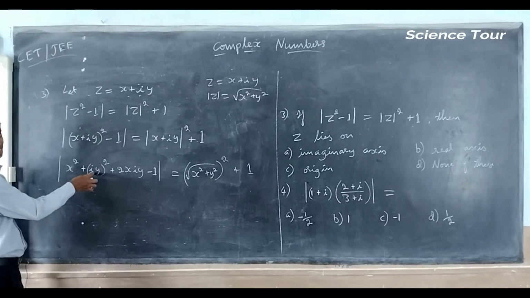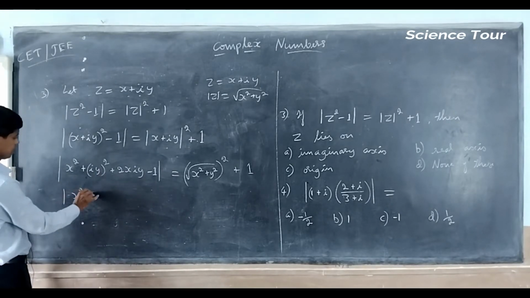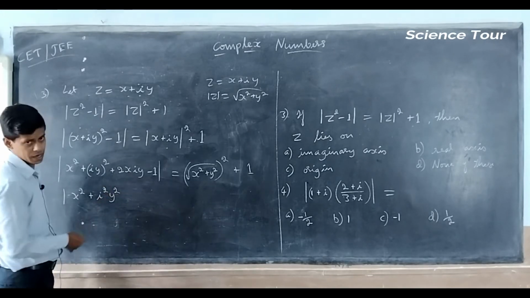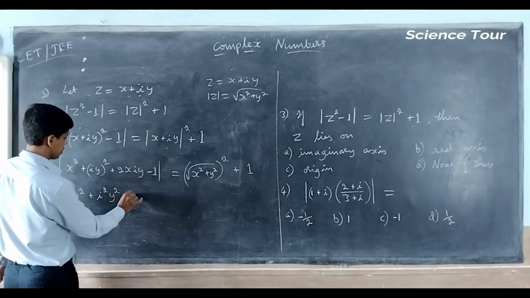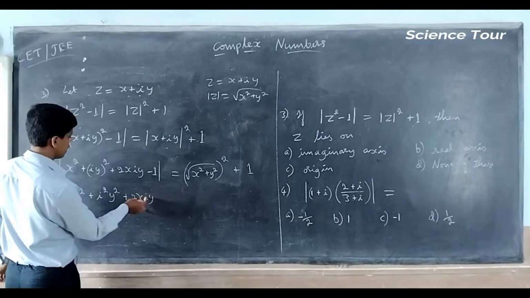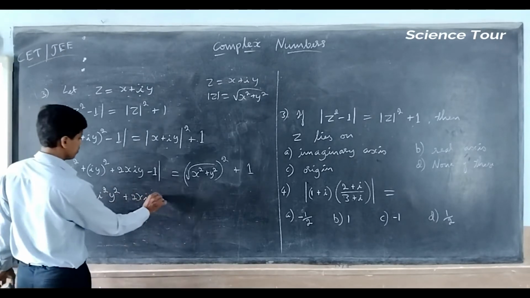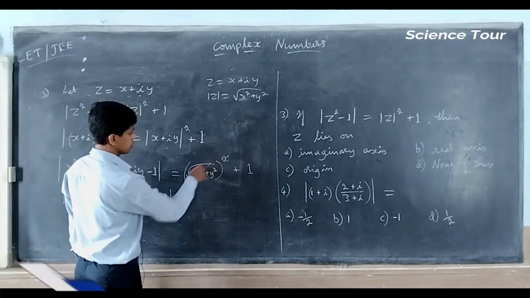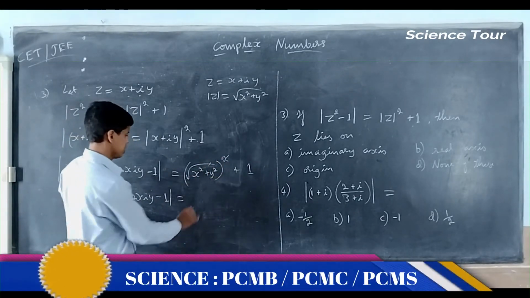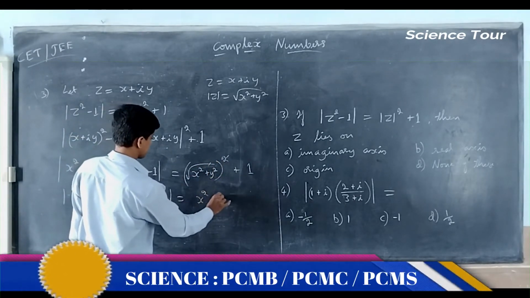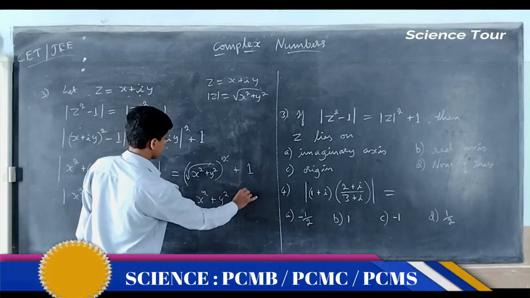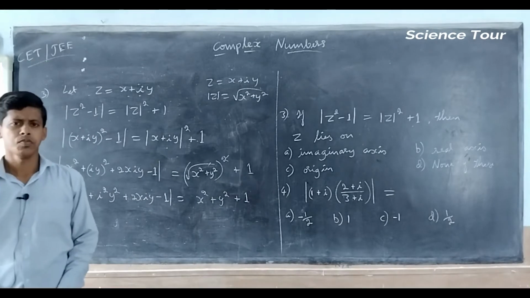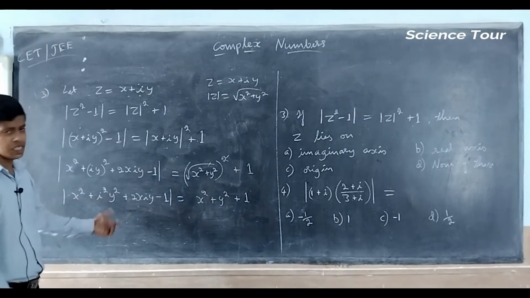Let's simplify this part. So this is x square, i square and y square, correct? And then I have got 2xiy. I can take that i separately so that the imaginary part is clear, and then the square root and square will cancel each other. You will get x square plus y square plus 1. So there is nothing much to do here. Okay, but continue with this.